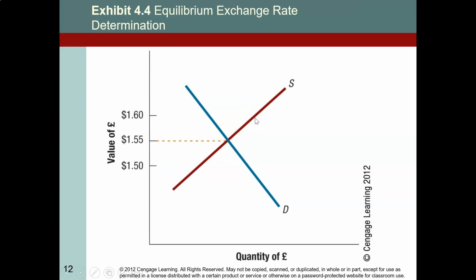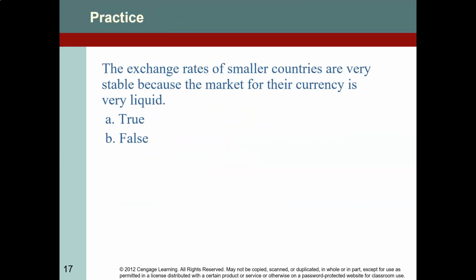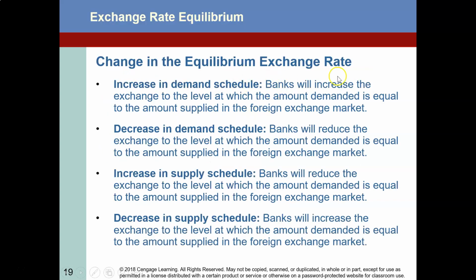So when the supply schedule, the line, doesn't change, and the demand schedule, the line, increases, we have a higher equilibrium price. The bank will change the exchange rate to this higher price in order to make the quantity supplied and the quantity demanded equal to each other. And this only happens at this newer, higher price level. This is what this first graph here is talking about.